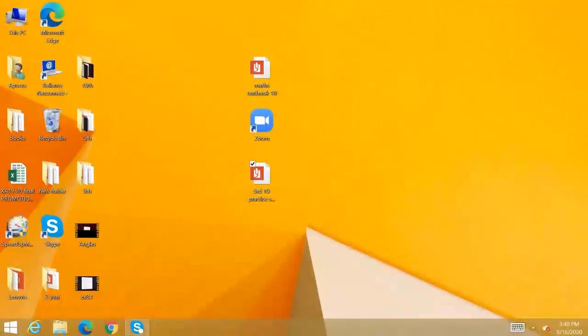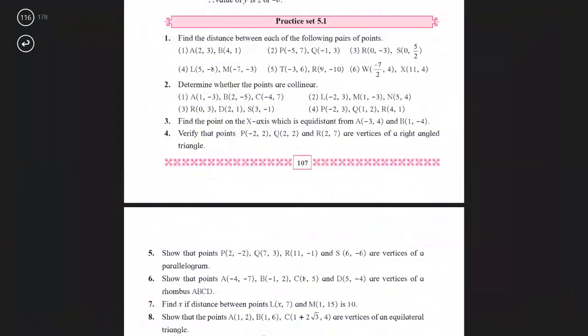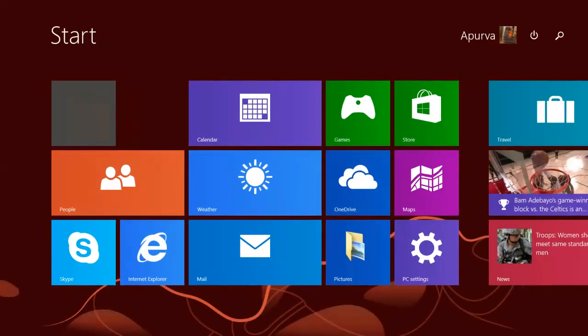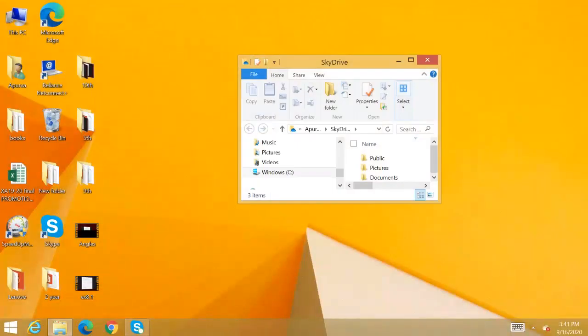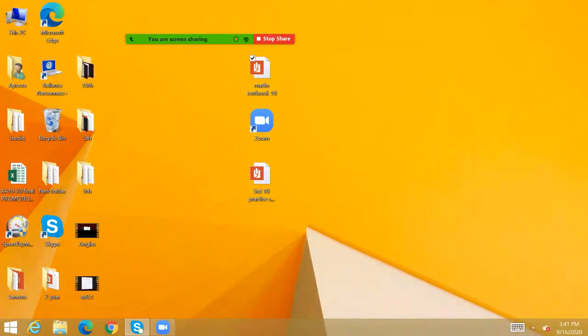Okay, next we go to question number 2. Question number 2, determine whether the points are collinear. Now what is meant by collinear? Points A, B and C lie on the same straight line. So if points need to be collinear, the condition is that when I add the sum of any two sides, I should get the third.